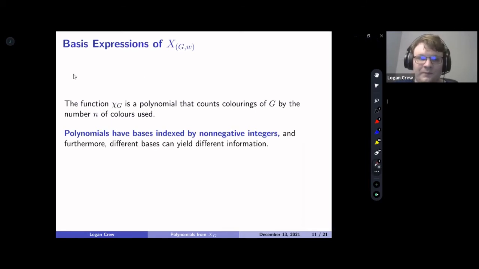Okay. So what do I mean by expressing things in different bases? To use the chromatic polynomial itself as an example, note that chi of G is a polynomial. It's counting colorings of G by the number n of colors used. And we're using each of these to give some sort of term. Polynomials have bases indexed by non-negative integers. And it is true that different bases of a polynomial space can yield different information.